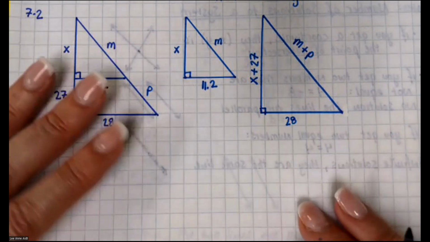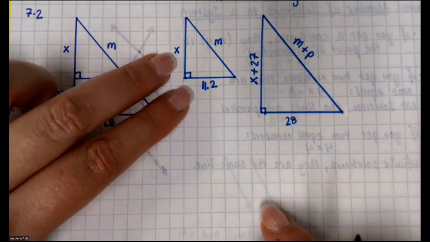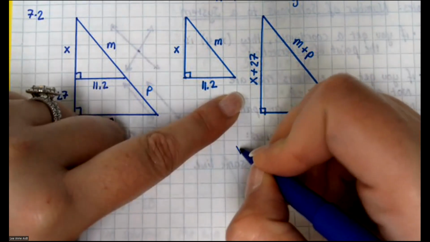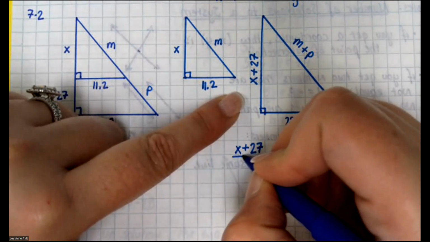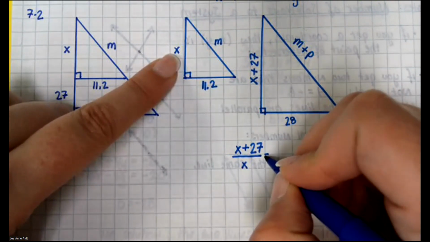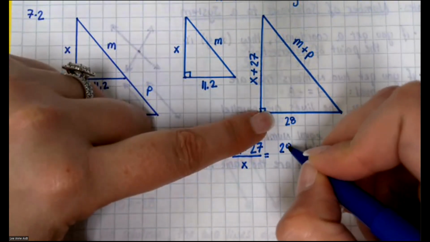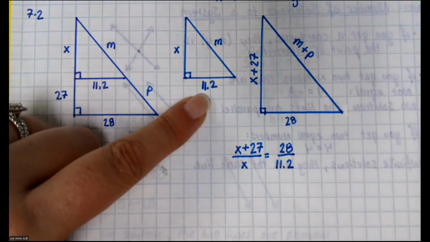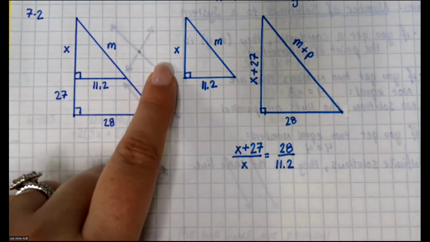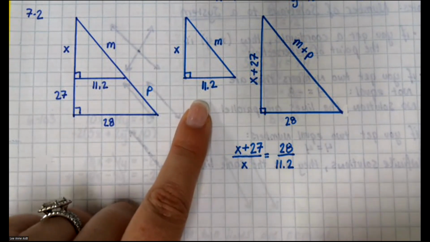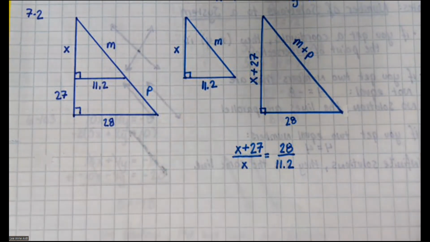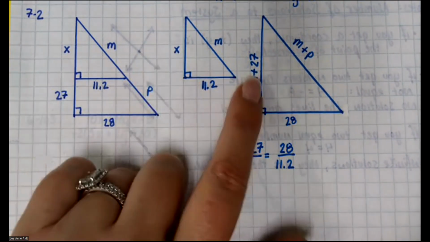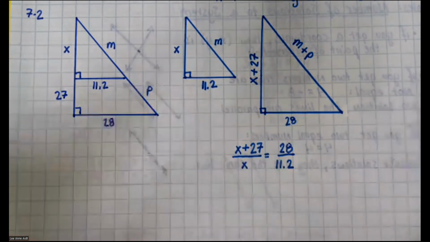Now, I'm going to set up a proportion with the height and the base and the height and the base. Okay, so new over original equals new over original. So I went right over left equals right over left. Do you have to do it that way? No, I could do x over x plus 27 equals 11.2 over 28. That gives me the same answer.